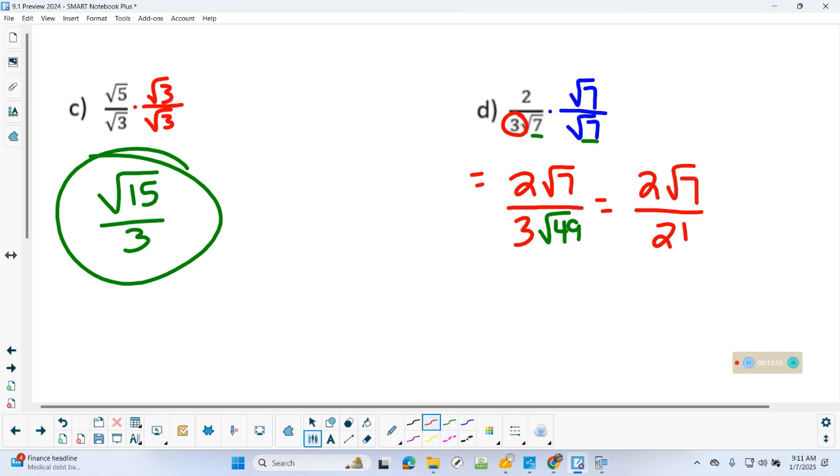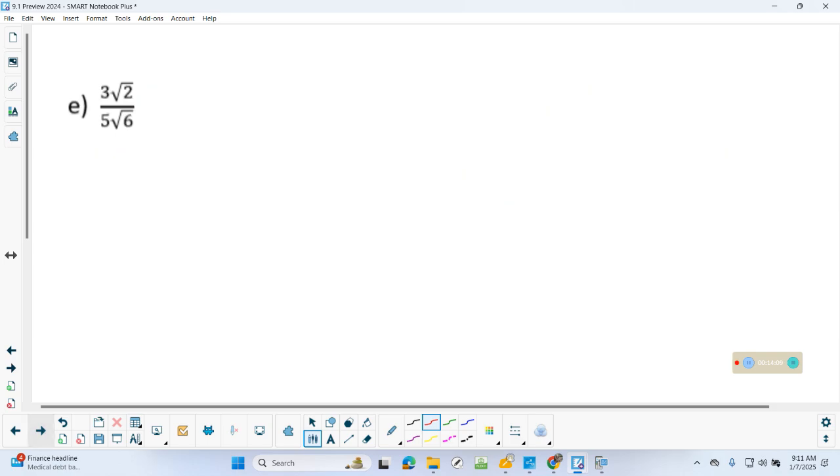Is there any simplifying you can do before you circle that? No. The 7 is under a root, so I can't reduce it with the 21. 2 and 21 don't reduce. We're done. All right. You're like, gosh, why are we doing one more? Well, I got to show you kind of a trick on this one.